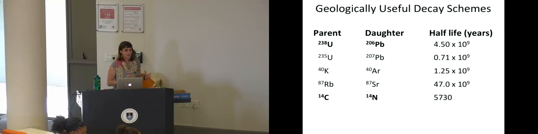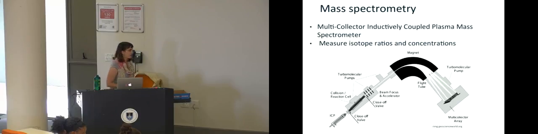Okay, so these are our geological decay schemes that we can use, but in order to actually date rocks, we need to be able to measure these isotopes in the rocks. To do that, we use a technique called mass spectrometry. These are amazing, big, sophisticated machines in which we can measure the type and amount of elements and isotopes. This is a schematic of a mass spectrometer, and the big, powerful ones are multi-collector inductively coupled plasma mass spectrometers, and we can measure the ratios and concentrations of isotopes.